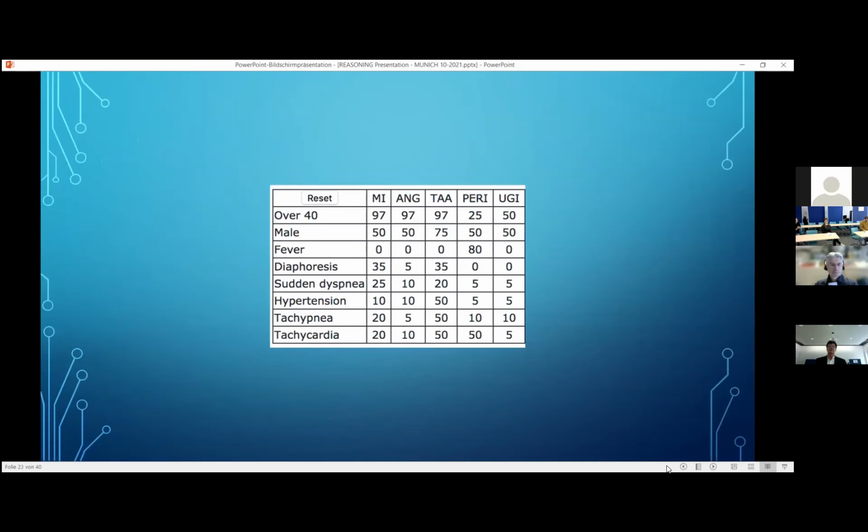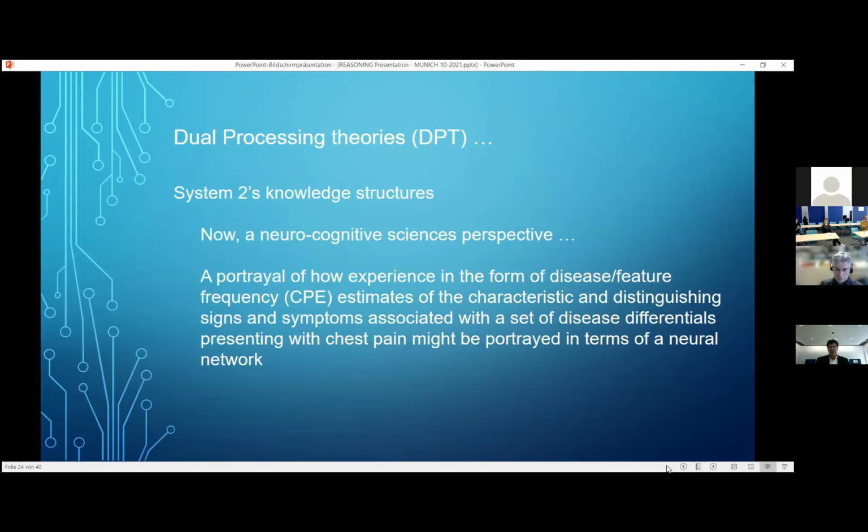So here's a summary. This is a cognitive sciences-based summary, okay? 97% of patients that I've seen over the years are going to be over 40. 50% roughly are male, none of them have a fever, 35% have diaphoresis, et cetera. And similarly for angina, thoracic aortic aneurysm, pericarditis, upper GI, these are the gestalt, the abstraction, my sense of the likelihood that a patient with any of these diseases is going to have any of these particular signs or symptoms. But that's a more traditional cognitive sciences perspective.